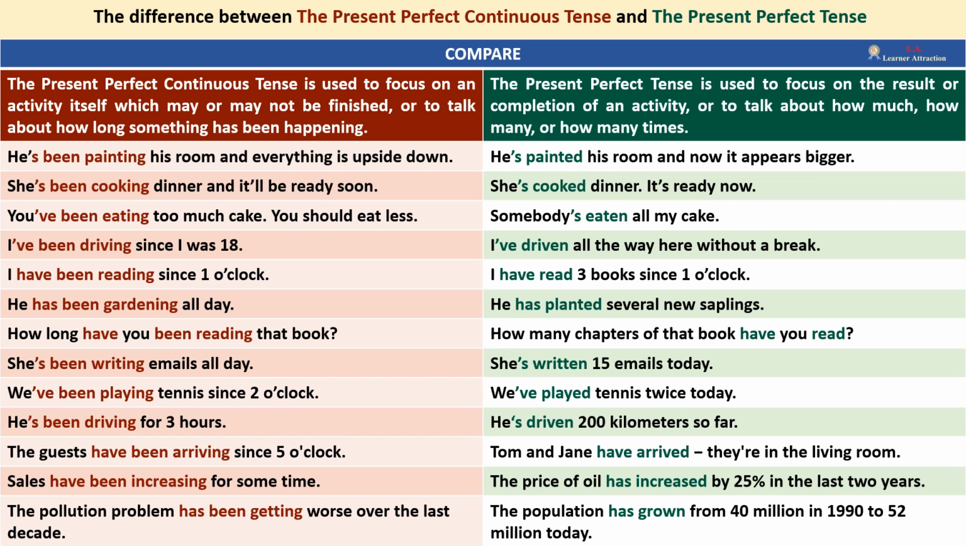He's been painting his room and everything is upside down. He's painted his room and now it appears bigger. She's been cooking dinner and it'll be ready soon. She's cooked dinner. It's ready now. You've been eating too much cake. You should eat less. Somebody's eaten all my cake.